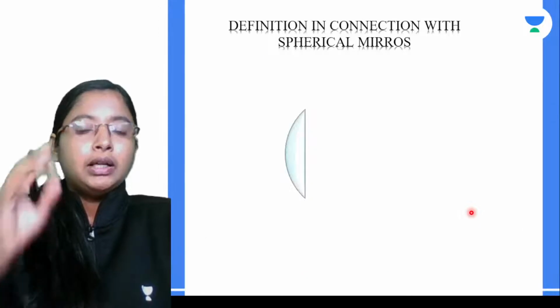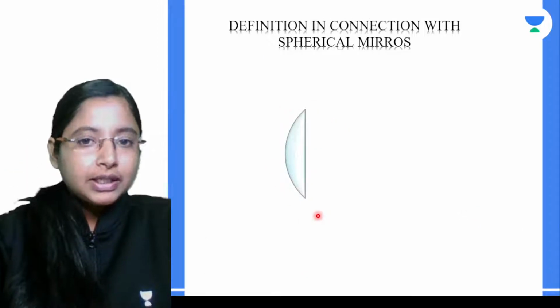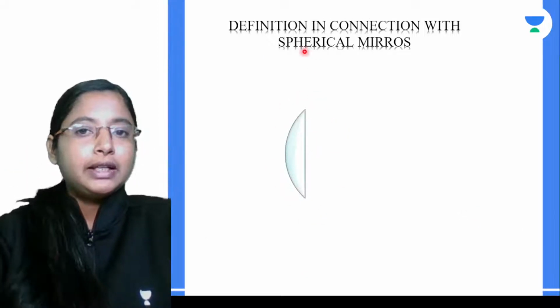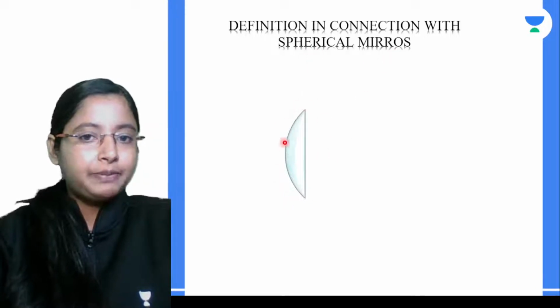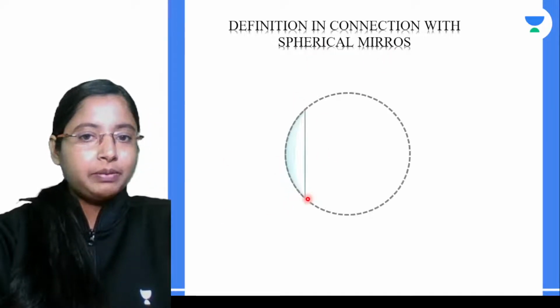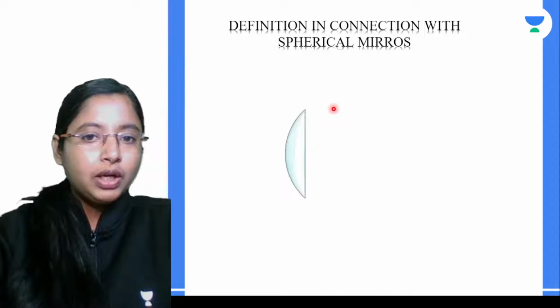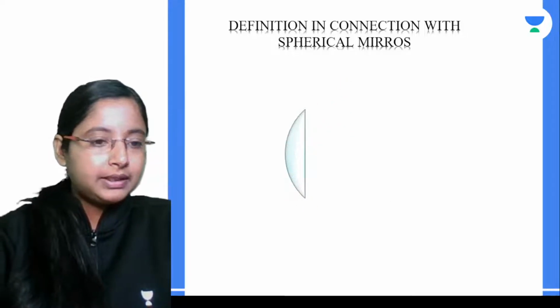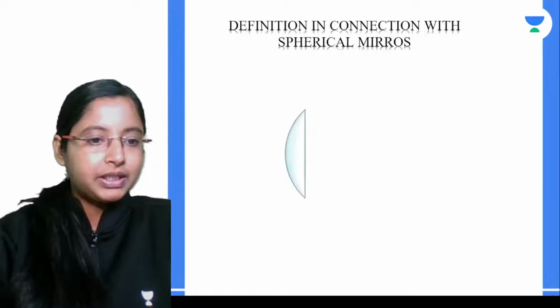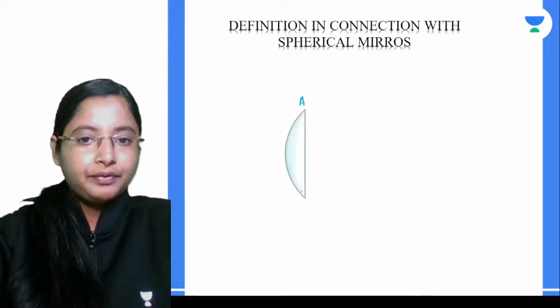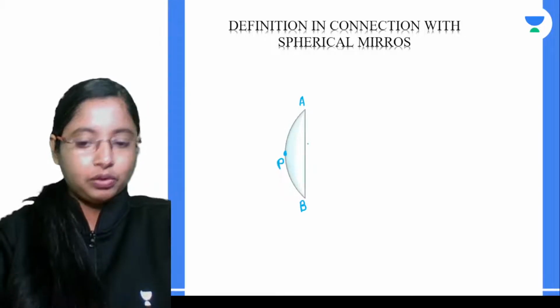Now there are some definitions in connection with spherical mirrors. So let's take a spherical mirror. It was part of a hollow spherical glass surface. Let's give it a name. Let's say this surface is A, and this curved surface is AB over here. Now the center point of this mirror, we call it the pole.